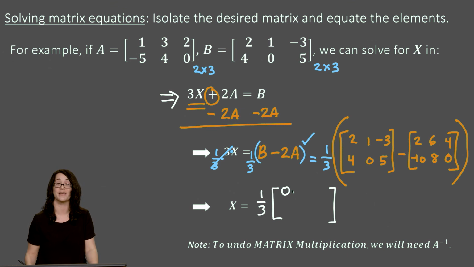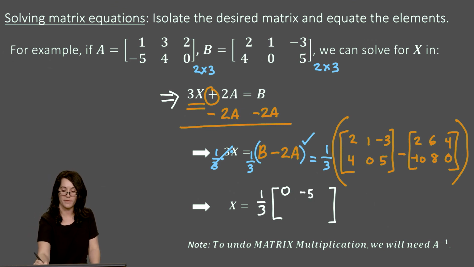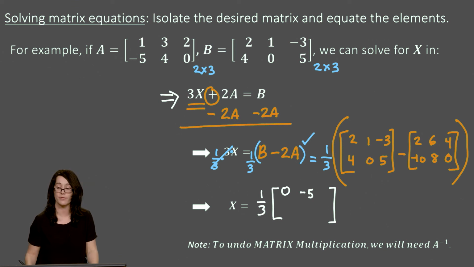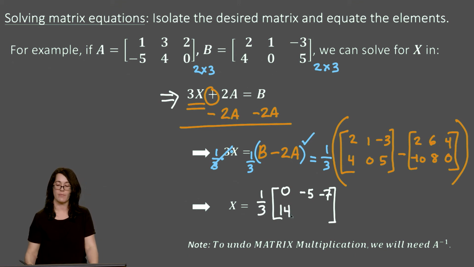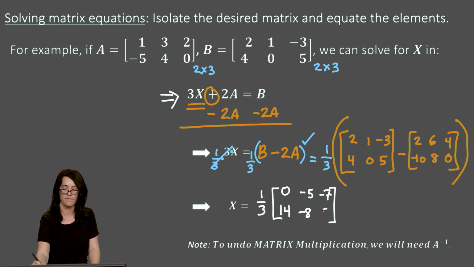So we got that first entry right. The next entry would be 1 minus 6, or negative 5, followed by negative 3 minus 4, which is negative 7. Good job. And then 4 minus negative 10, which is really 4 plus 10, would give me 14. Then we'd have 0 minus 8, which is negative 8. And we'd have 5 minus 0, which is 5.